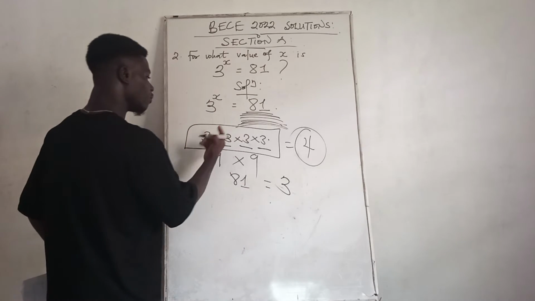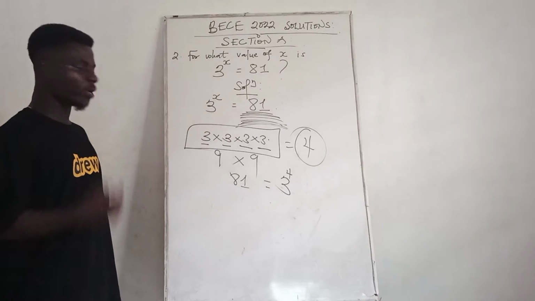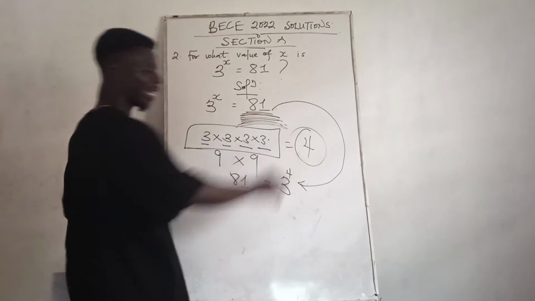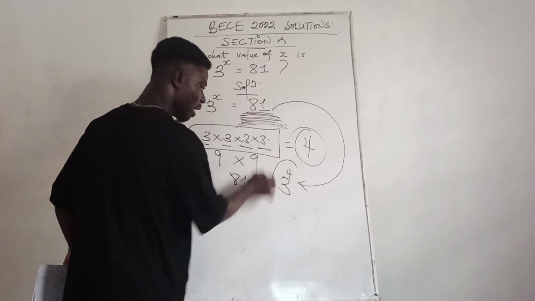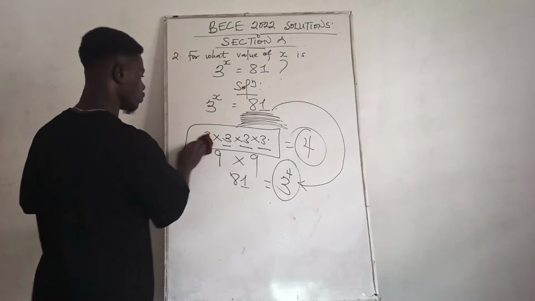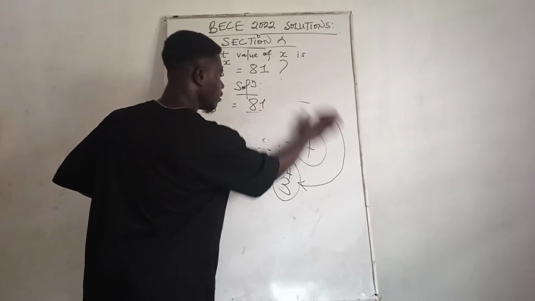3, 3, 3, 3: 1, 2, 3, 4. Then I get 3 to the power what? 4. 3 exponent 4. So it means that this 81, I can substitute by 3 to the power 4. So now we can proceed and write it as such.